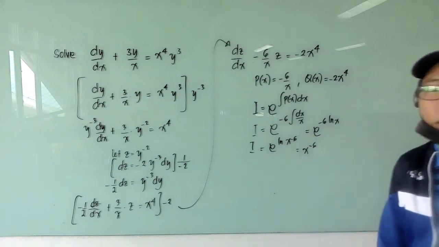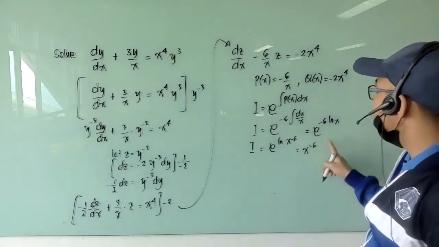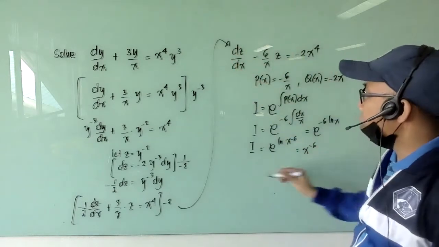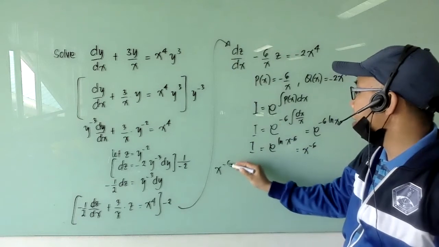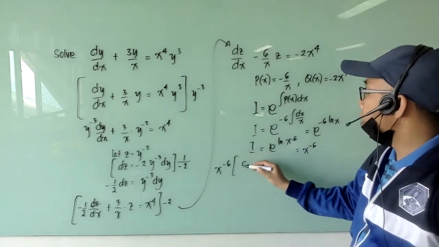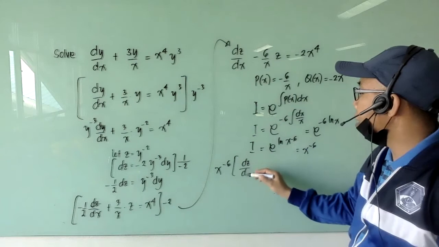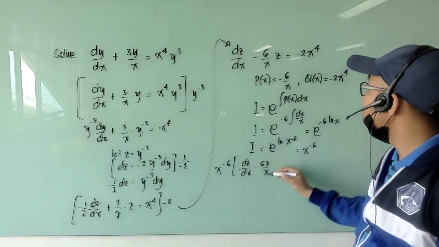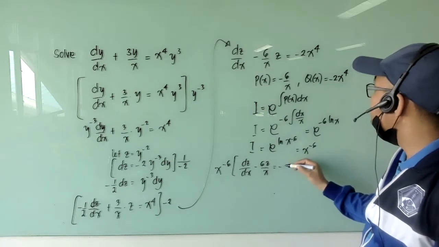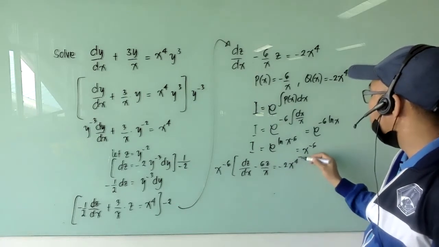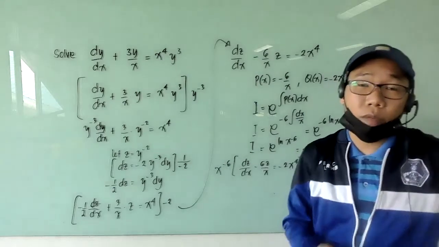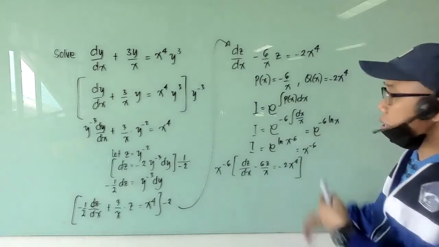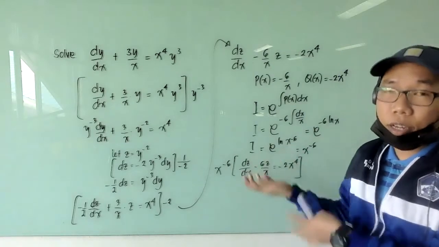So our integrating factor is x raised to negative 6. We now multiply this standard form by the integrating factor. So x raised to negative 6 times dz over dx minus 6z over x equals minus 2x raised to 4. So this part of the equation is solving for a linear equation. Now we have a technique in solving for a linear equation.